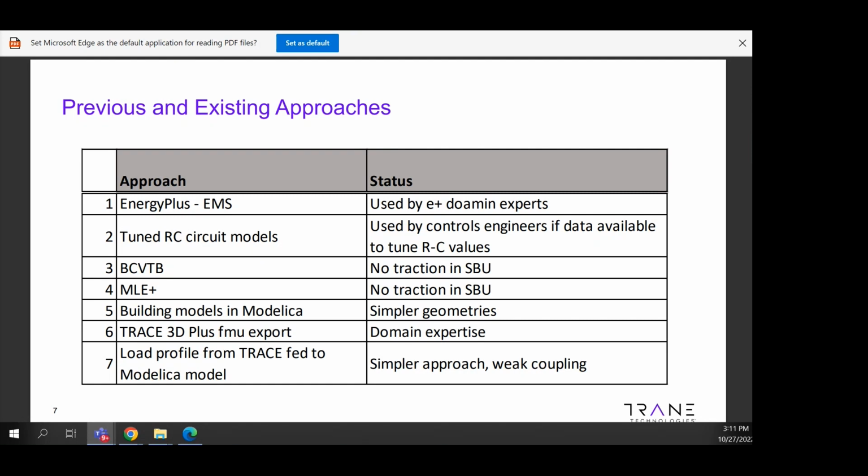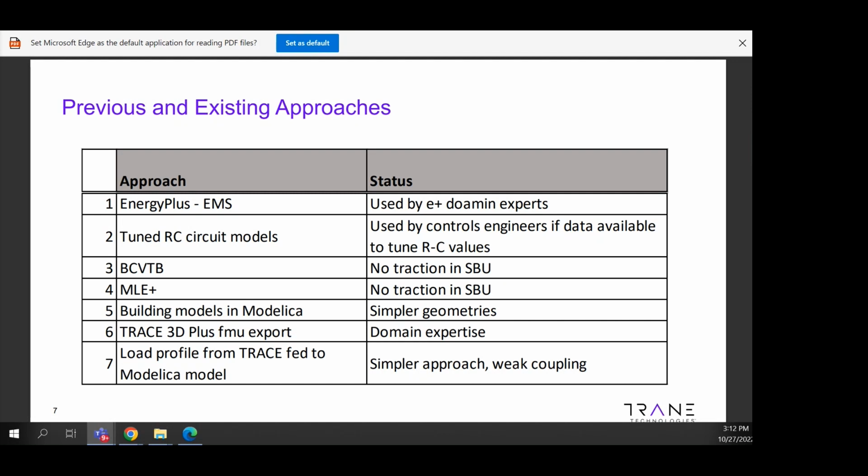Controls engineers mostly, like previously, have used the RC circuit models when data was available to tune RC values. BCVTB and MLE Plus is something that we tried, but as our responsibility is that we develop models and hand over to business units, those approaches never gained traction in business units.